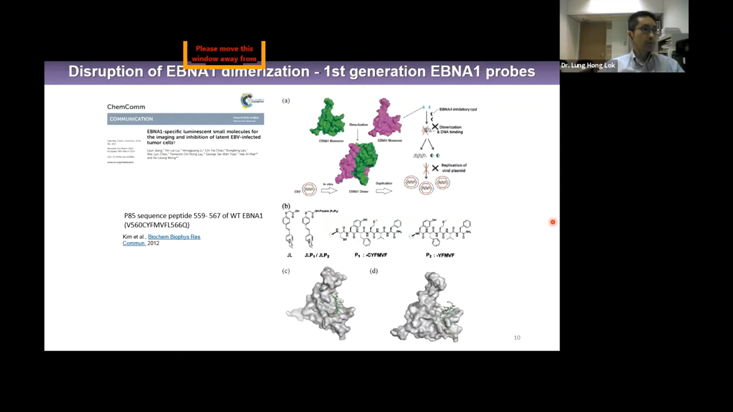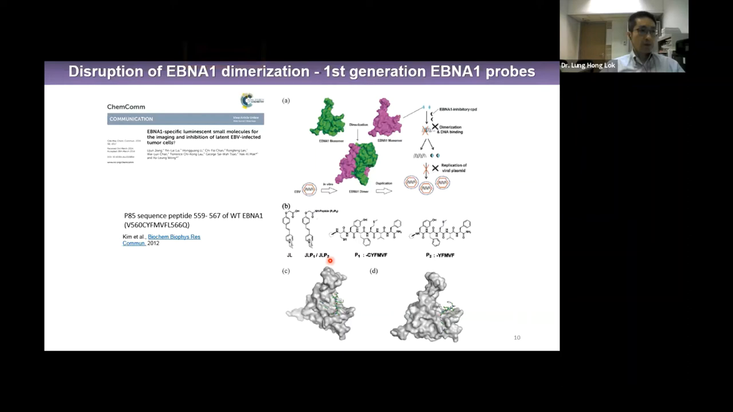So next, I'll show you some. This is the first generation of abnormal probe. Okay, so initially, we did that a number of years ago. Okay, and we made two abnormal targeting peptides called P1 and P2. Right, and P1 contains 6 amino acids, CYFMBF, and P2 only contains 5 amino acids. And they are both conjugated with a small molecule, right, for emitting fluorescent signals.